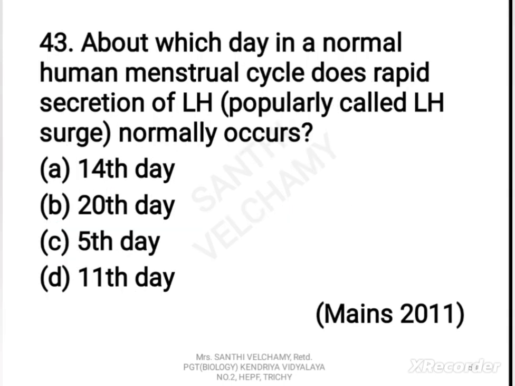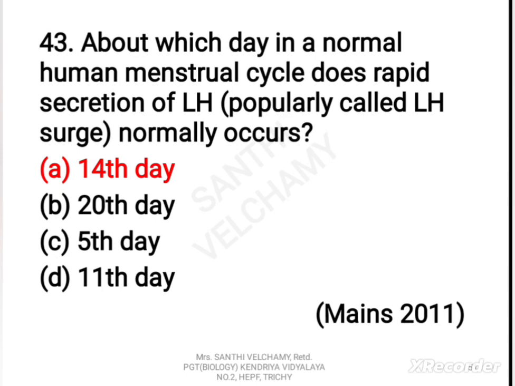About which day of the normal human menstrual cycle does the rapid secretion of LH, popularly known as the LH surge, normally occur? A. 14th day. B. 20th day. C. 5th day. D. 11th day. The correct option is A.